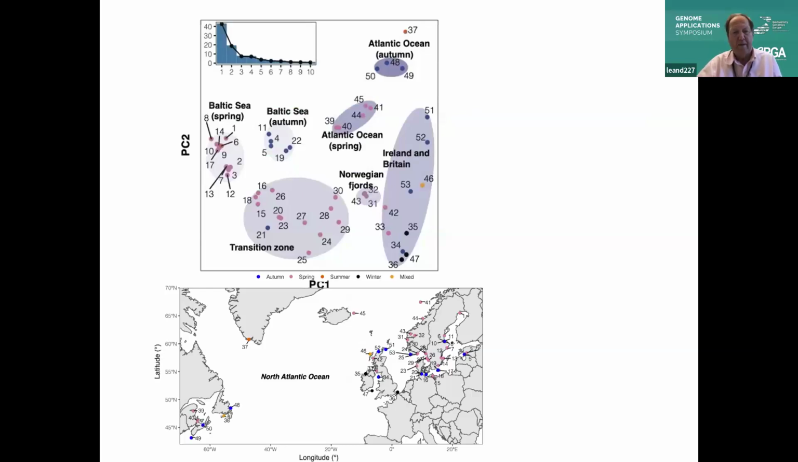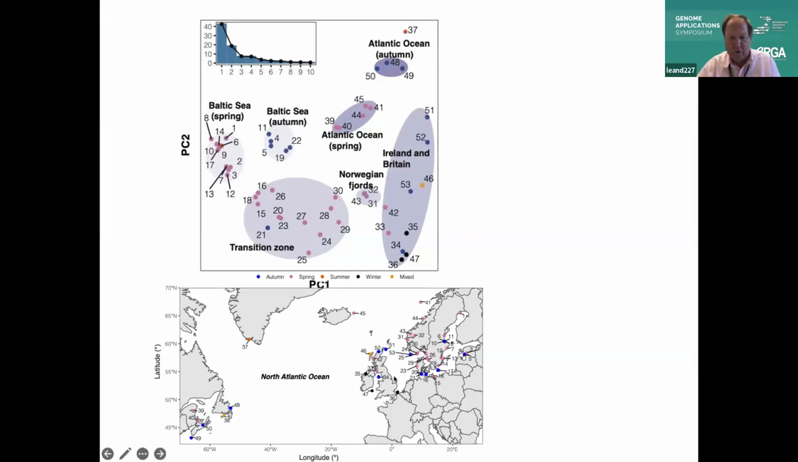This is from a paper we published a couple of years ago, where we described the major ecotypes of Atlantic herring. From the Atlantic Ocean, we could split them into autumn and spring spawners, which are genetically differentiated. These are the populations around Ireland and Britain. The transition zone is this, when you go from the Atlantic into the brackish Baltic Sea. This is the Baltic Sea population, also split into spring and autumn spawners. These were classified as a subspecies by Linnaeus in the 18th century, while these are all classified as Atlantic herring. So these are what we consider the major ecotypes of Atlantic herring.